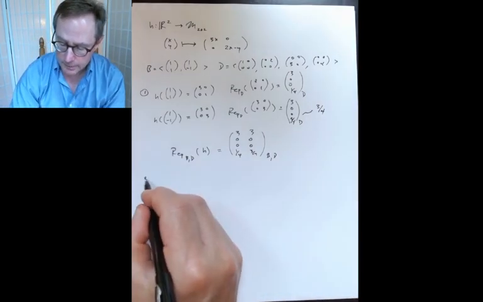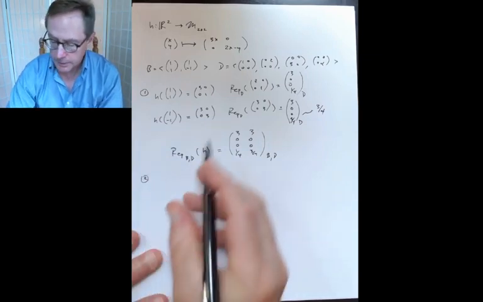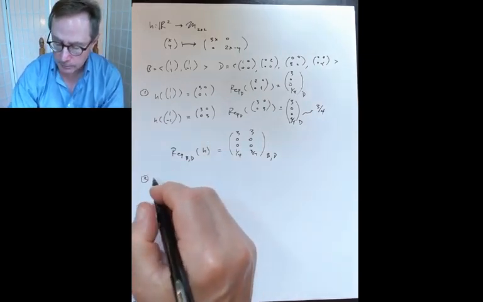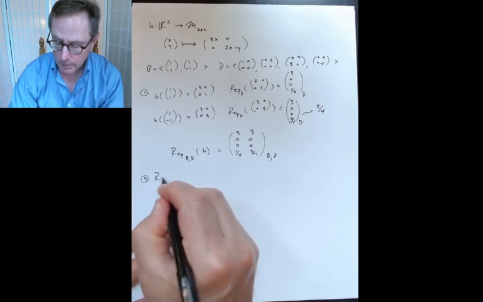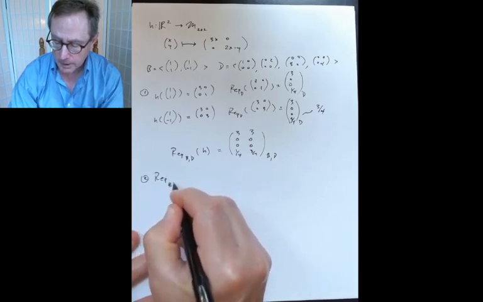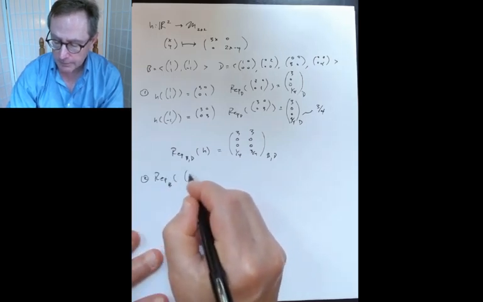Next is to represent the vector. I think the vector was (5, 3). So we want to represent, with respect to B, the vector v equals (5, 3).